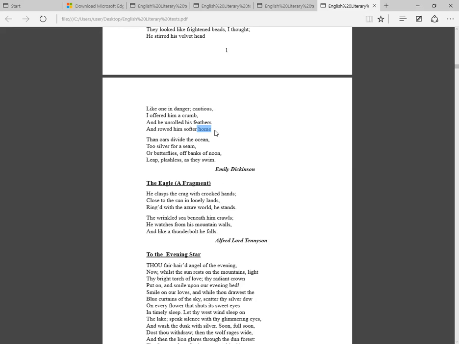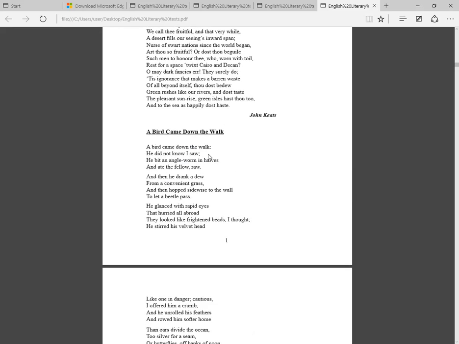Then what is the pattern? Cautious A, crumb B, feathers A, home B. Then what is the pattern? A, B, A, B. Now in poems, writers or poets use many different patterns. Now in this poem, you find two patterns.